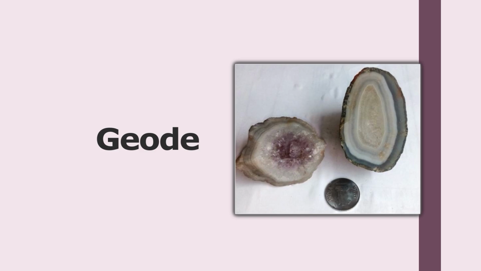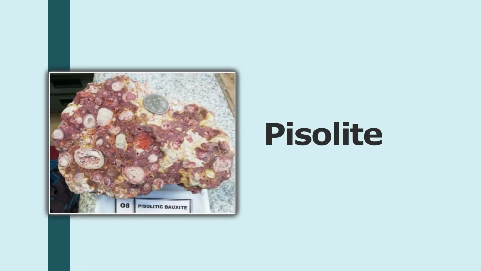There are thinly bedded, cryptocrystalline silica layers, and therefore they are also called agate. This is agate formation. On the other hand, the pisolites or oolites are very commonly formed mostly by aluminum oxide forming along a nucleus, like bauxite material or laterites; they form pisolites.